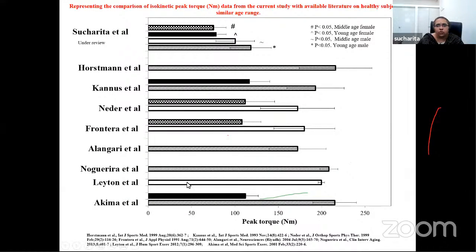So we have looked at some of the studies and compared our study. Here we took healthy individuals and compared both males and females across the various other studies, and we found that our population was significantly lower compared to other population.